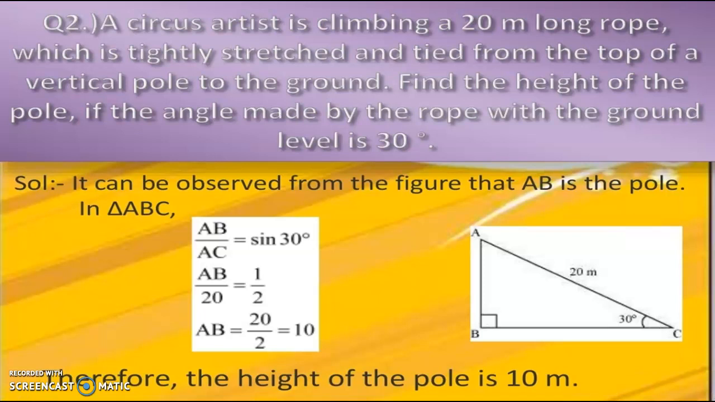Now what we have to find out? We have to find out the height of the pole. It means that we have to find out AB. So now here we require the relation between perpendicular and hypotenuse. So which trigonometric term will we use? Perfectly right. That is sine. So here sine 30 degree will be AB upon AC. Now we put the value of sine 30, that is 1 by 2, and AB upon 20. The value of AB will become 20 upon 2, and that is 10 meter. So the height of the pole is 10 meter.